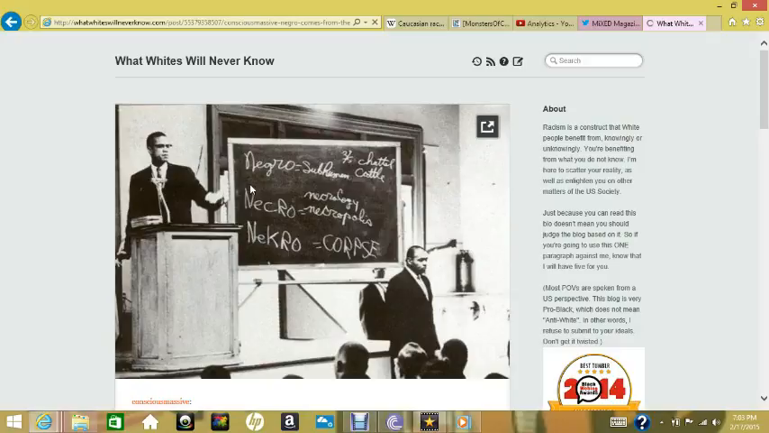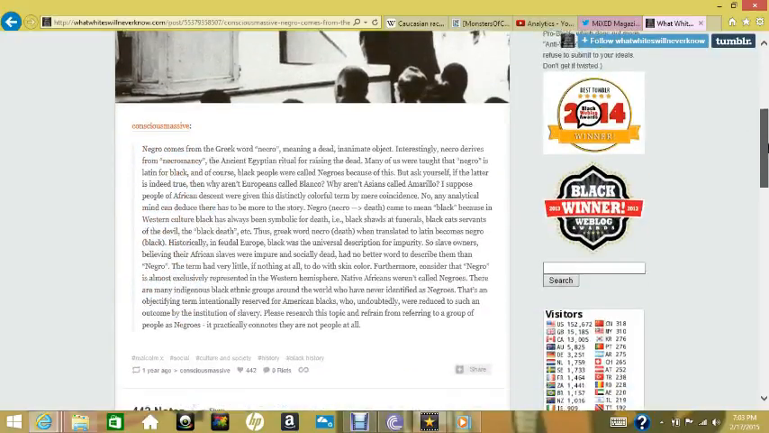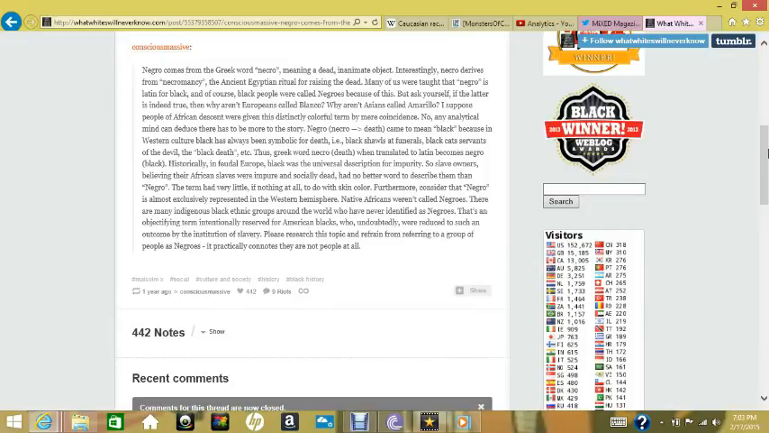Malcolm even said this years ago, trying to figure this out. Subhuman, half caste, and a form of black magic. For some reason, I didn't believe this kind of stuff, but it says right here, in Western culture, black has always been symbolized for death. Black straw as funeral, black cat servant of the devil, the black death, and etc. Through the Greek word navio, death. When it's translated to Latin, becoming Negro.